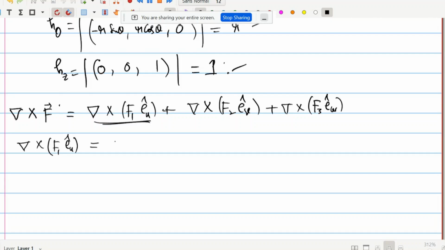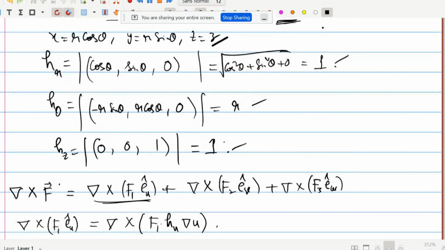This is del cross f1 times EU cap. EU cap you have written already, that is given as h1, that is hU, gradient of U, isn't it? We have just done that.